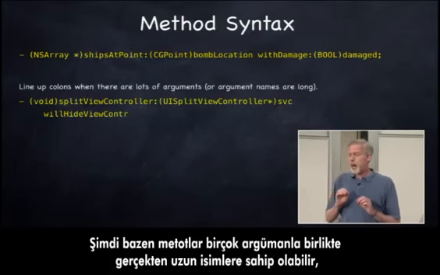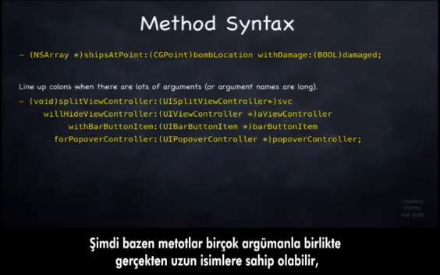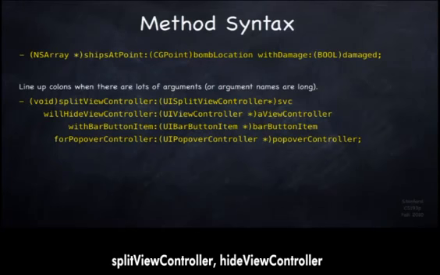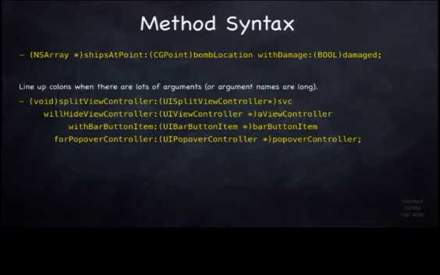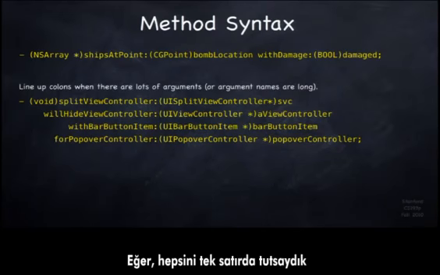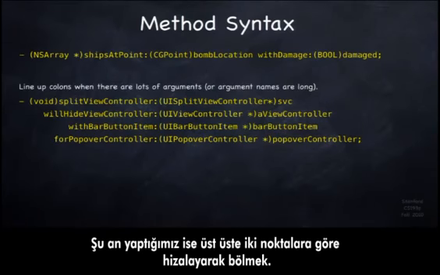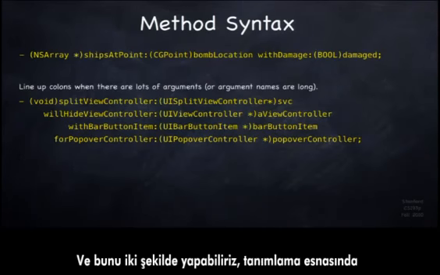Now, sometimes methods have really long names with lots of arguments, and each argument is really long. For example, here's one: splitViewController:willHideViewController:withBarButtonItem:forPopoverController. Now that's really long. If we had that all in one line, we'd be scrolling our Xcode sideways, for 5 times the width of our screen. So what we do is we split it into separate lines and line up the colons. And you can see why that would make it a lot clearer to see what this method is.